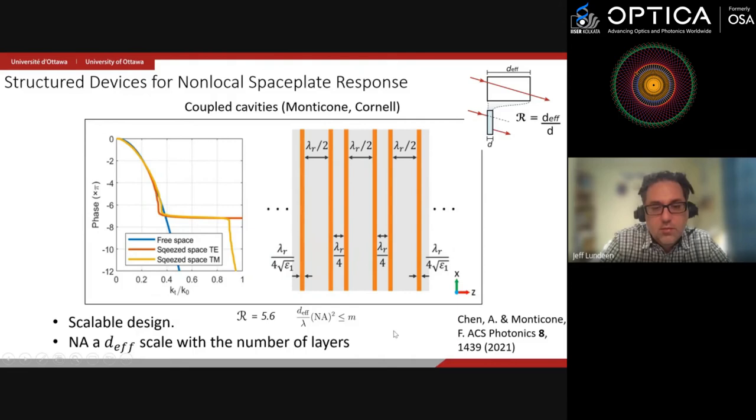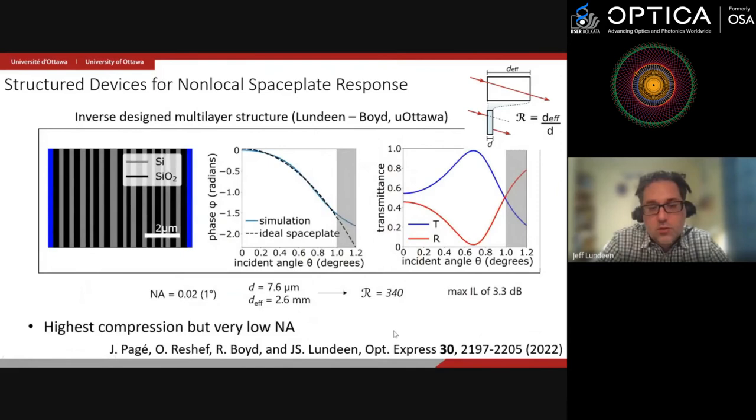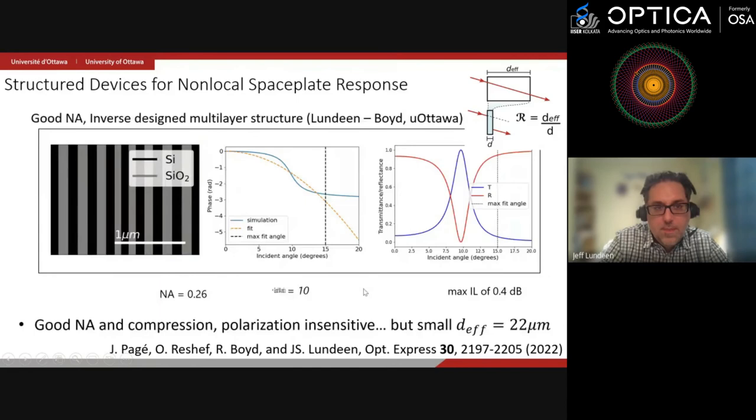We wanted to show that we could do even better than Shanhui Fan's group. So we showed that we could get up to an R of 340. So we have a design that does that. Here this dotted line is the cos theta target phase, and then this is the phase that we produce out to our numerical aperture, which is a very modest 1 degree here. Also notice that this blue curve is the transmission. So the transmission isn't flat, which is what we want it to be for free space. So we're also giving up on that a little bit.